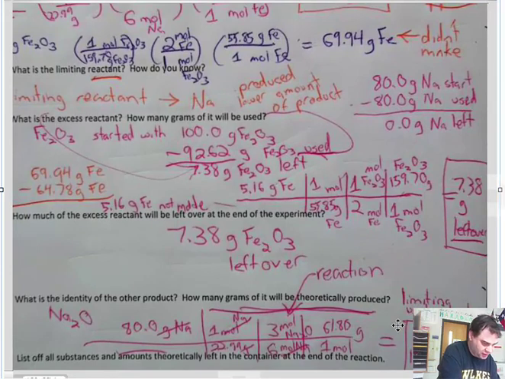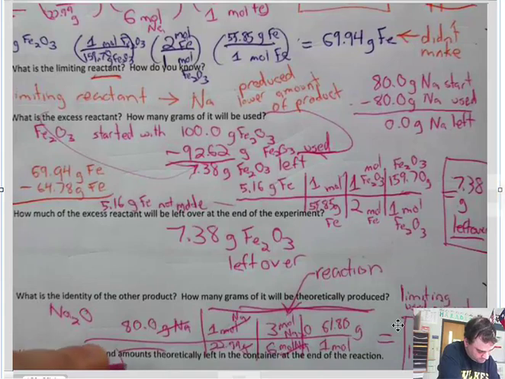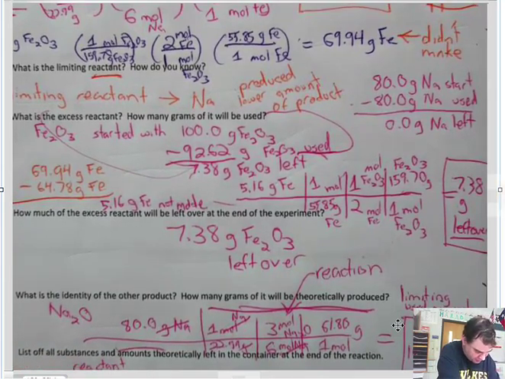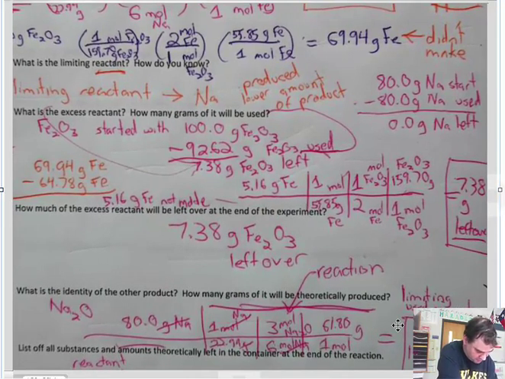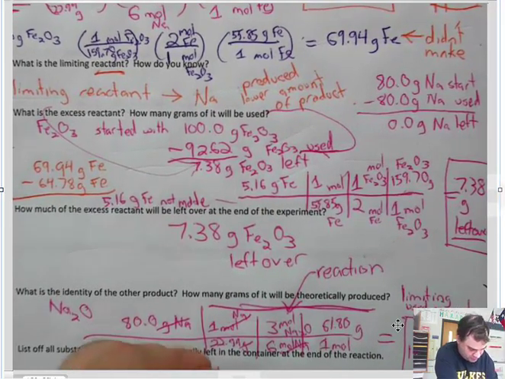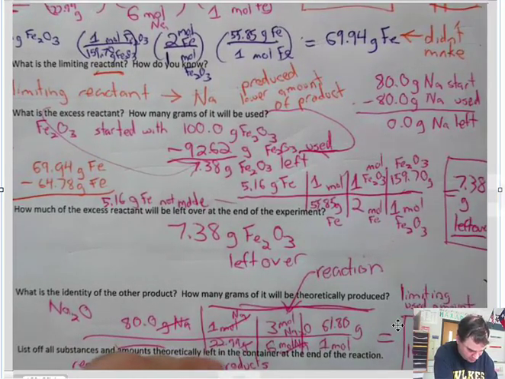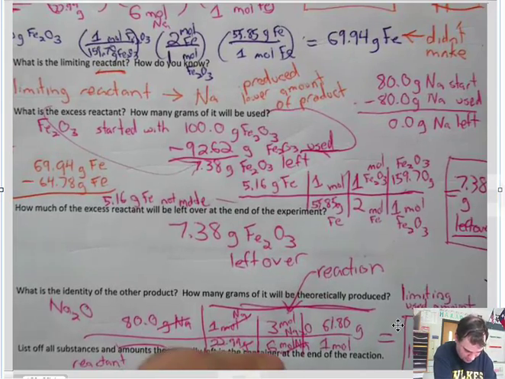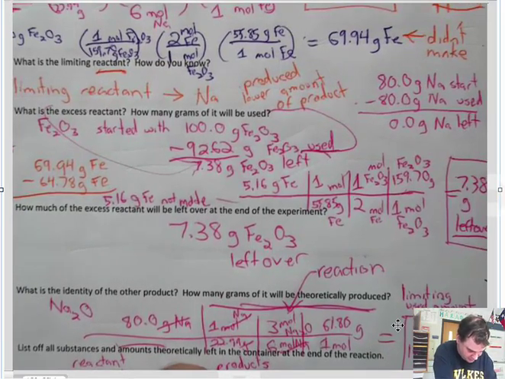List off all the substances. So we have reactants: zero grams of sodium because it was limiting, and we have 7.38 grams of iron oxide left over. Products: 64.78 grams of iron and 107.5 grams of sodium oxide.